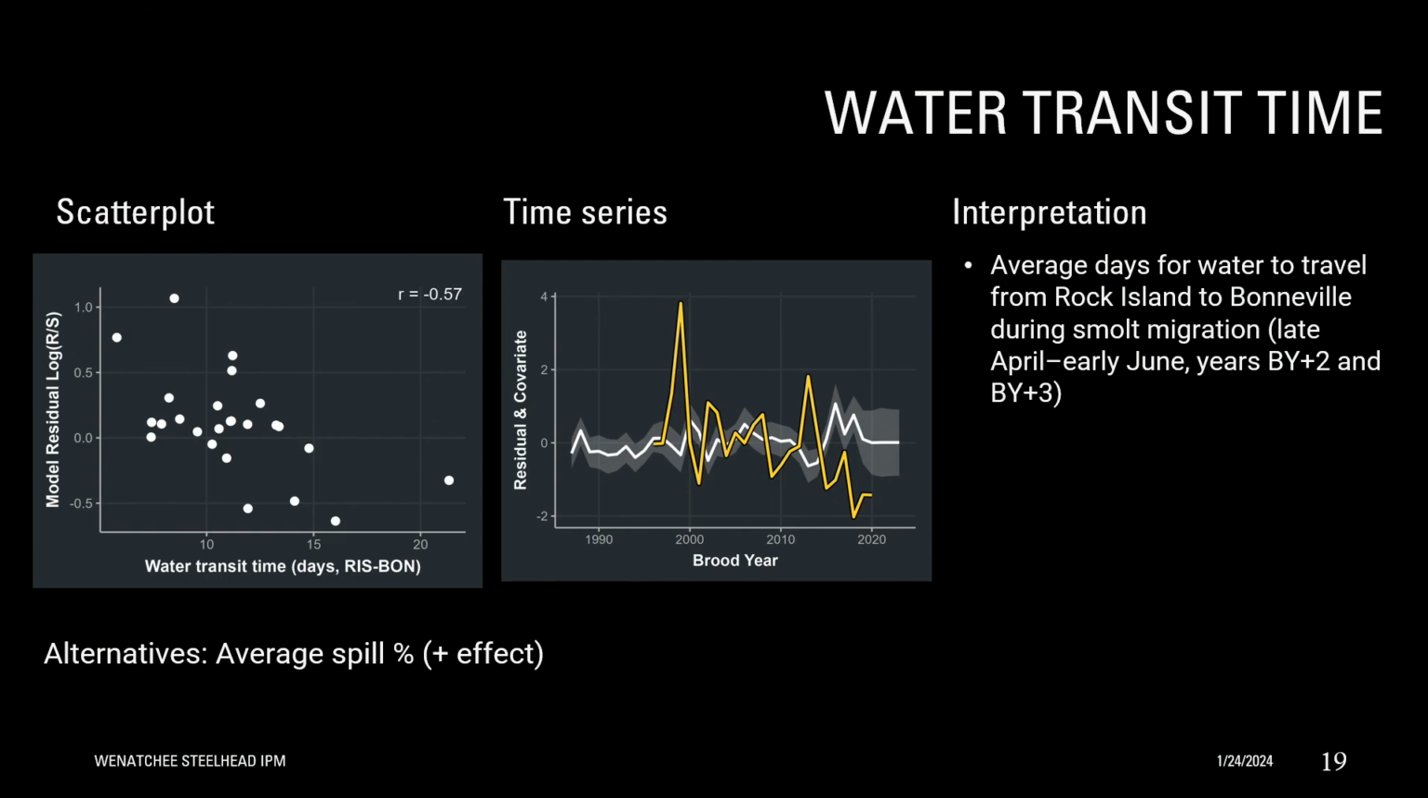However, this variable is also related to the average spill percent through the hydro system during smolt migration, so we might be seeing a signal of either or both of those effects. The bottom line is that we seem to see better recruitment in years when smolts have a quicker and easier trip down through the 7 dams and associated reservoirs that they have to transit to get to the ocean.